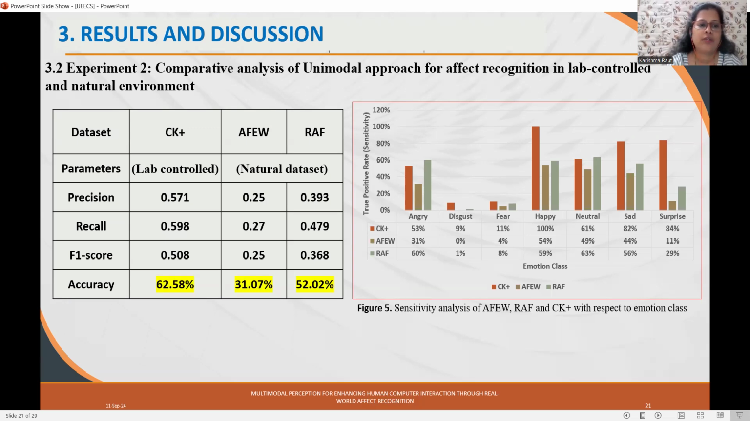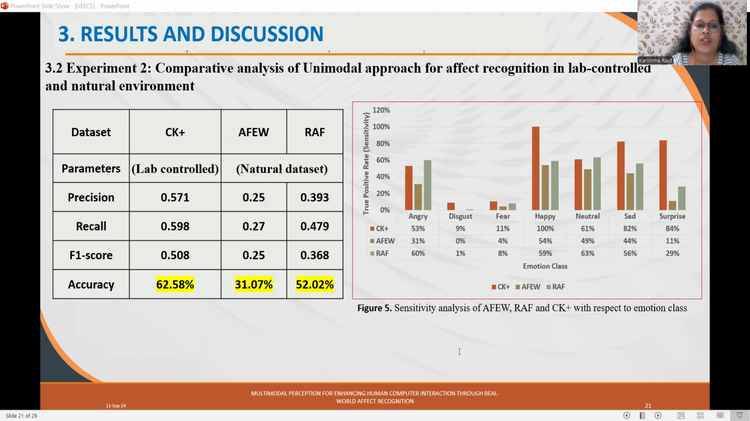The obtained accuracy for CK+ is 62.58% due to its frontal face location. The 5% data from the AFEW dataset was not detected by the model, and for the rest it has a 31.07% average recognition rate. The average recognition rate is observed for emotions happy, neutral and sad. The fear and surprise are poorly recognized and disgust is completely misclassified. Around 2% data from RAF was not recognized, and a poor recognition rate can be observed for disgust and fear. The average recognition rate in terms of true positives for RAF is 52.02%.